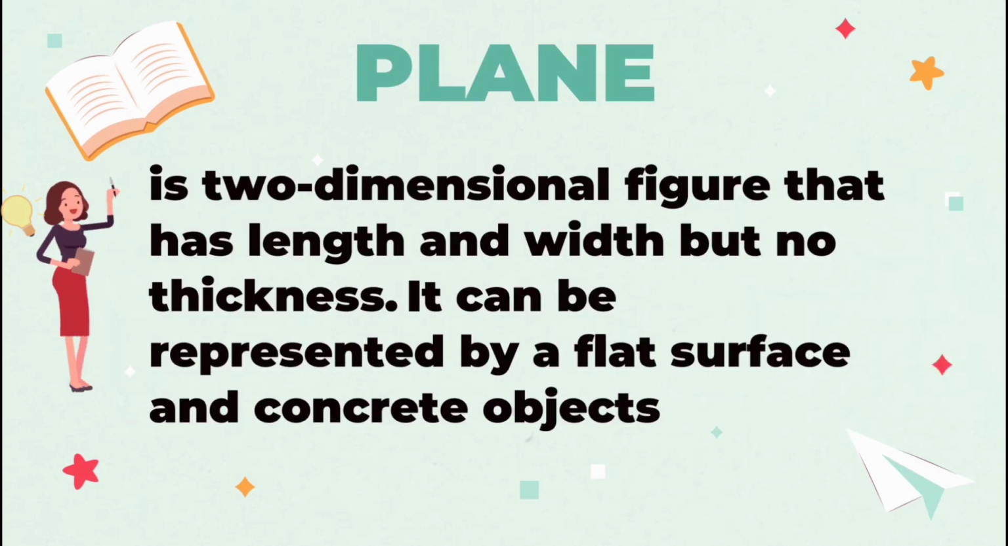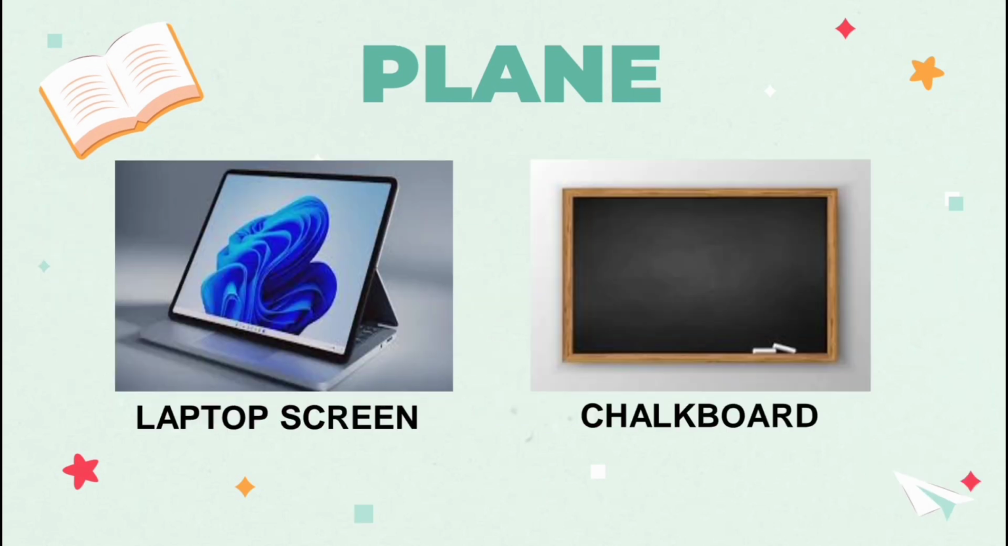Plane. A plane is a two-dimensional figure that has length and width but no thickness. For example, it can be represented by a flat surface and concrete objects like the surface of a book. Other examples are a wall or a chalkboard.